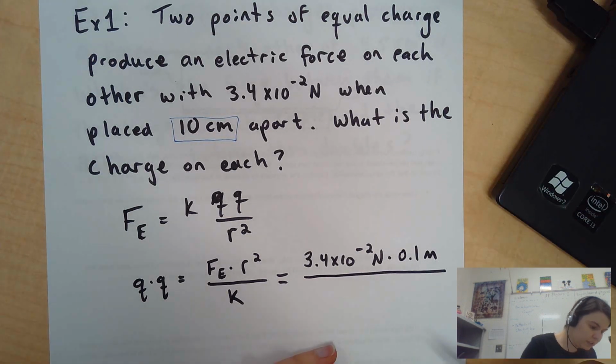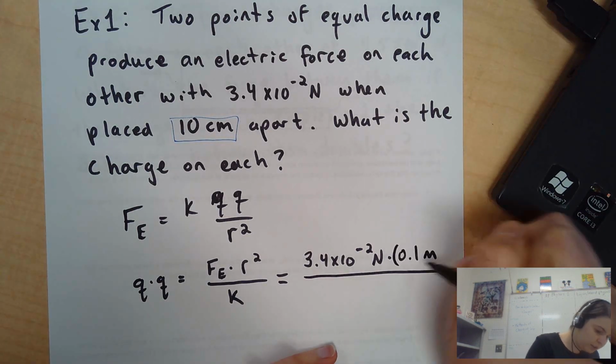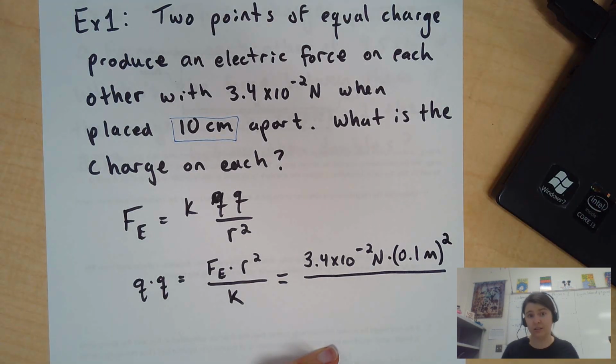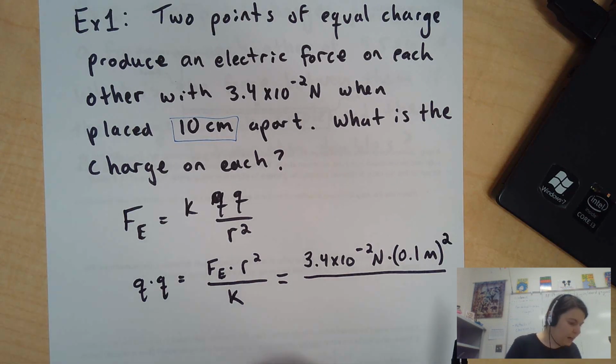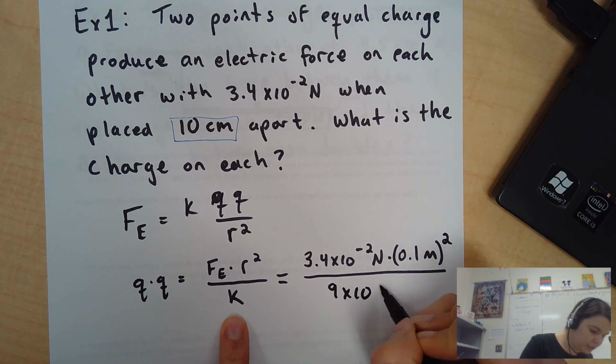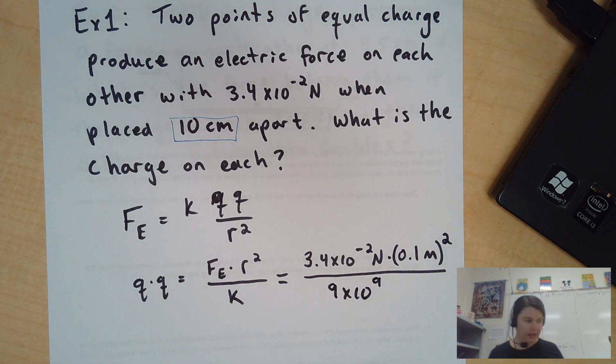And then we're going to divide it. Oh, careful, I almost forgot. We have to square that radius. That is actually a very common thing for people to forget. As you saw, I almost did it too. And then we're going to divide by Coulomb's constant. This is just 9 times 10 to the 9th with a big unit behind it. So that's Coulomb's constant.